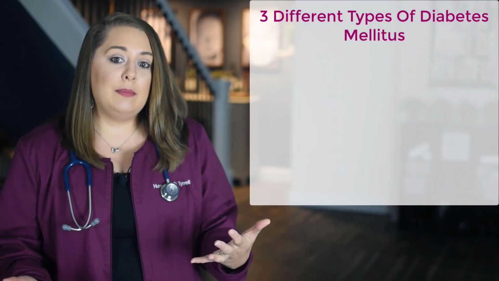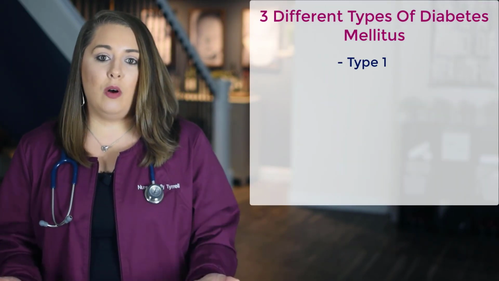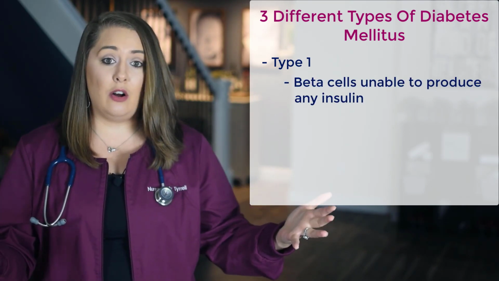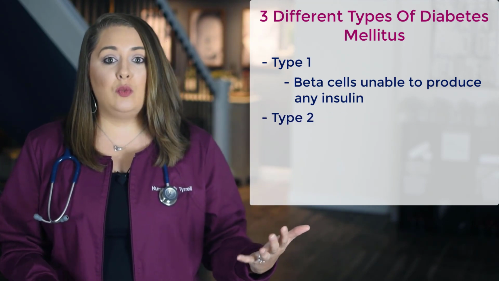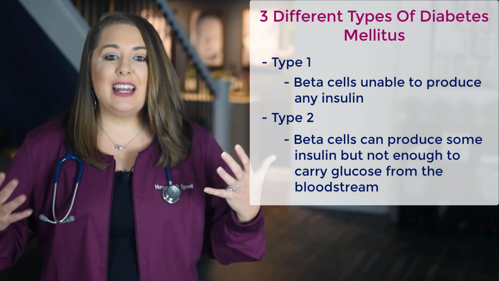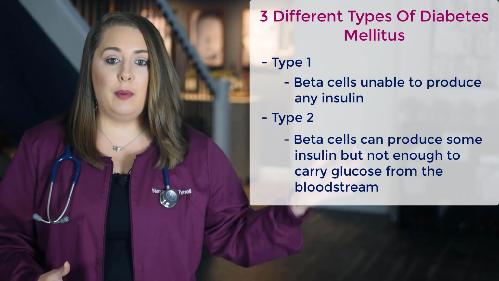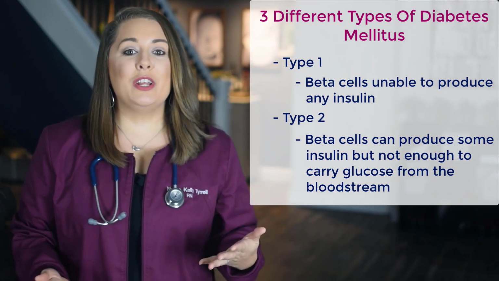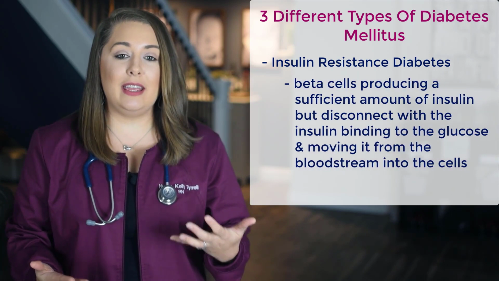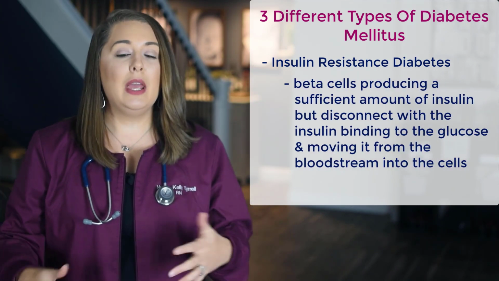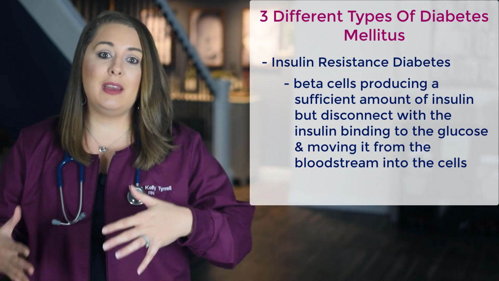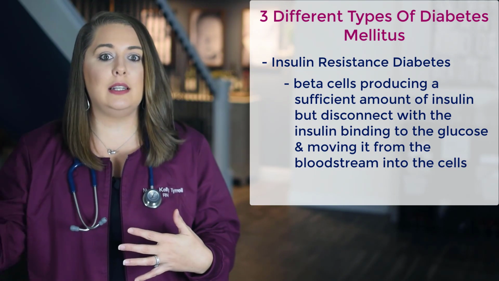And there are three different types of diabetes mellitus. There's type 1, which happens when the beta cells are actually unable to produce any insulin at all. And then there's type 2 diabetes, where one of two things will happen. Either the beta cells can produce some insulin, but it's not enough to carry majority of the glucose from the bloodstream into our cells, or you have something called insulin resistance diabetes, which means that the beta cells are in fact producing a sufficient amount of insulin, but there's a disconnect with the insulin binding to the glucose and moving it from the bloodstream into the cell so that way it can be used as an energy source.